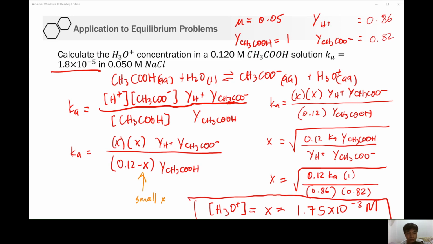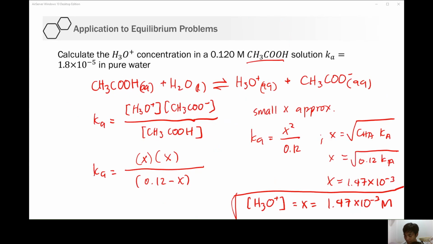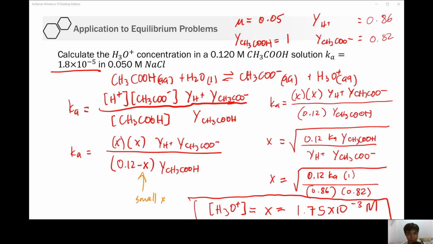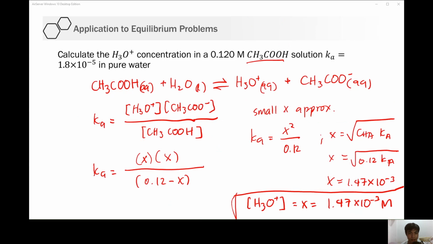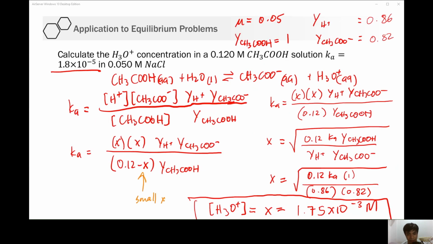So that is the new H plus concentration in the presence of diverse ions. Let's compare that with the one that doesn't have any diverse ions. What happened here is that the concentration of H plus increased, from 1.47 to 1.75. So let's look at the corresponding pH values. What will be the pH value for this one?